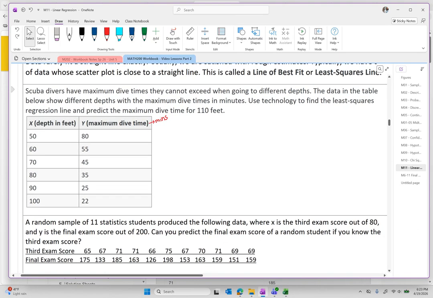We want to use the technology to find the least squares regression line and predict the maximum dive time for 110 feet. And you can see here that in the table we have the depth in feet from 50 to 100 and the maximum dive time at that depth from 80 at the shallower depths to 22 minutes at the larger depths.